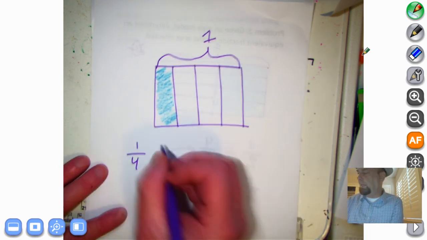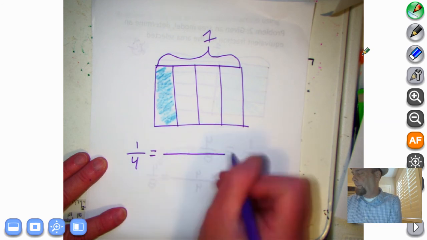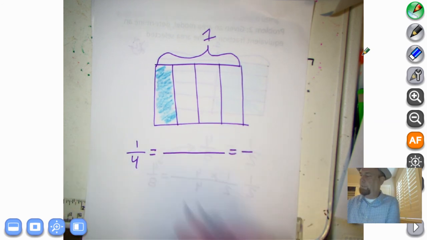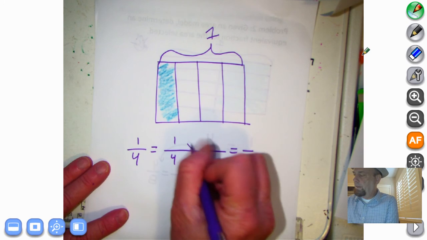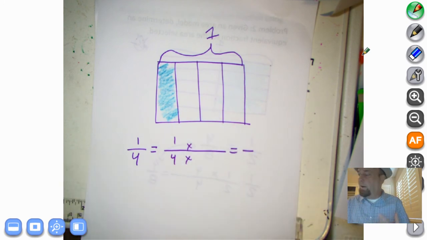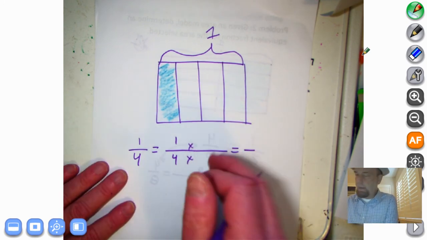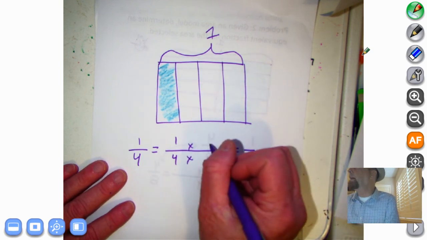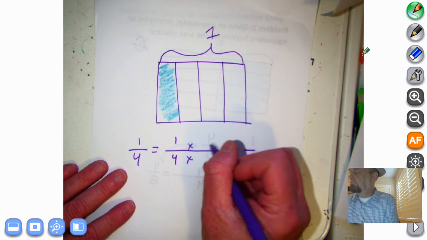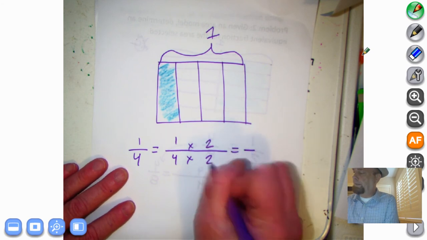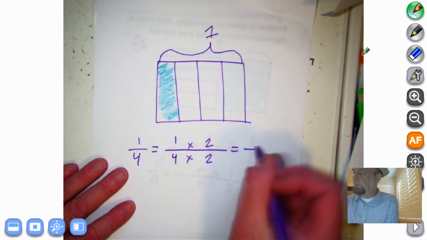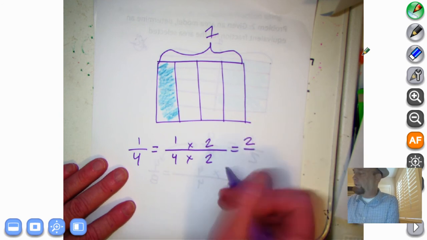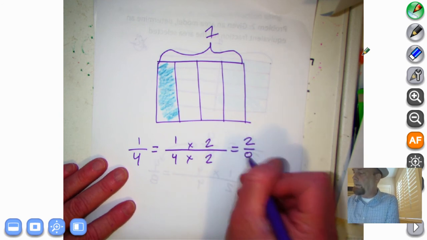Let's do this a little bit in reverse to find the equivalent fraction. First, we're going to do multiplication, okay? So set up your problem like this. We're going to say 1/4 times, remember the fancy form of 1. When the numerator and the denominator are the same, it's just the number 1. Let's multiply by 2/2. 1 times 2 is 2. 4 times 2 is 8. We have 2/8.